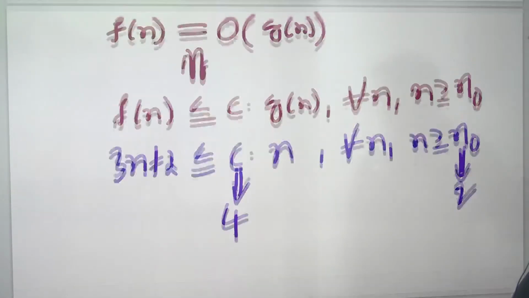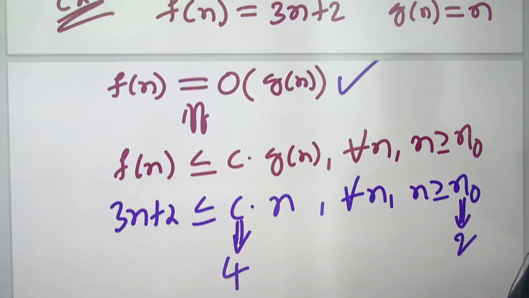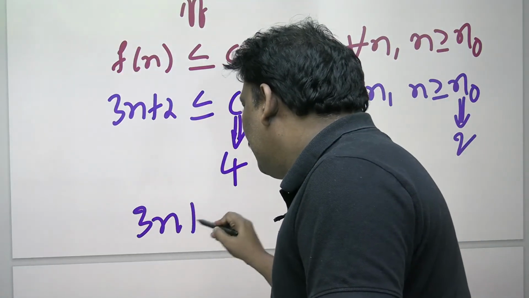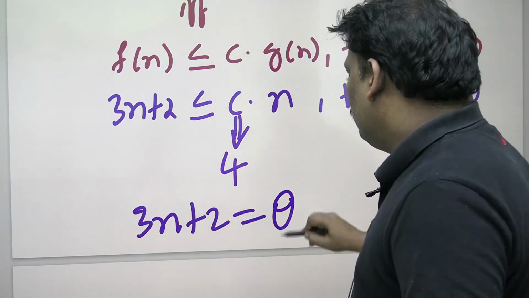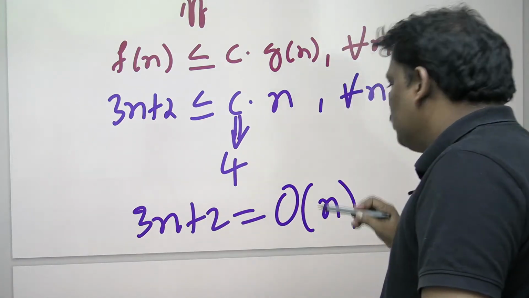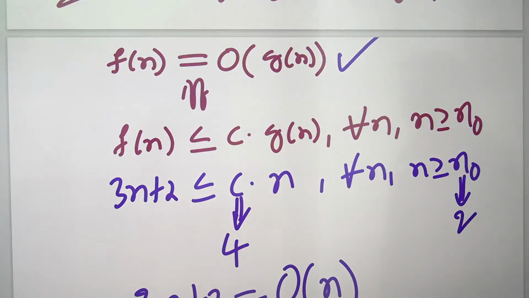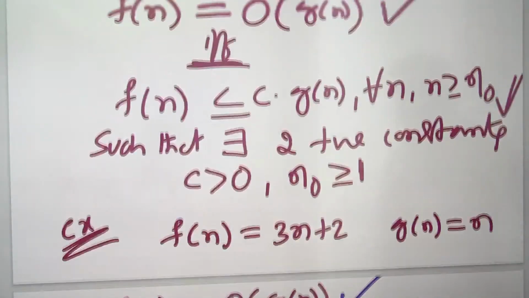So what I want to say is, to say this particular one, I have to satisfy this condition. Yes, I satisfied. If you can satisfy, then I can finally say 3n plus 2 is big O of n. Let me write now. 3n plus 2 is big O of n. That is the meaning. If you want to say this, you have to satisfy this condition. I satisfied. This is the big O definition.